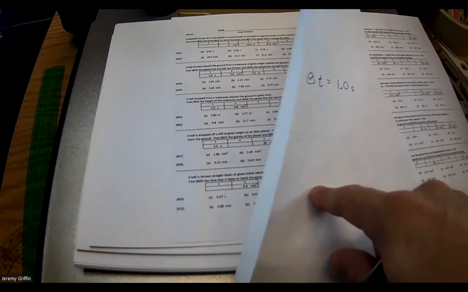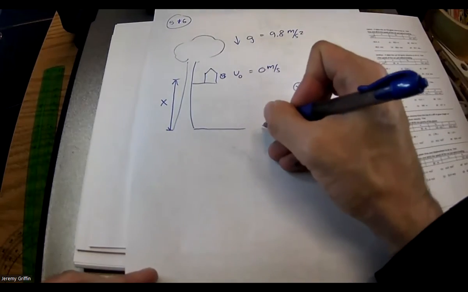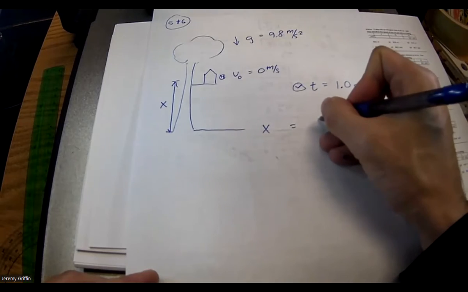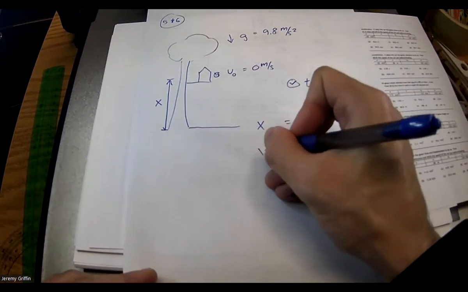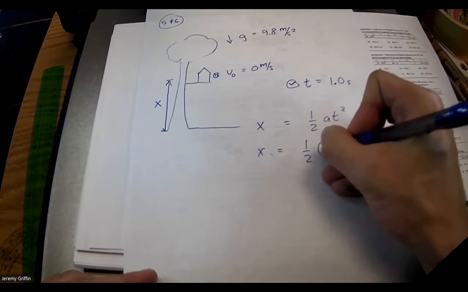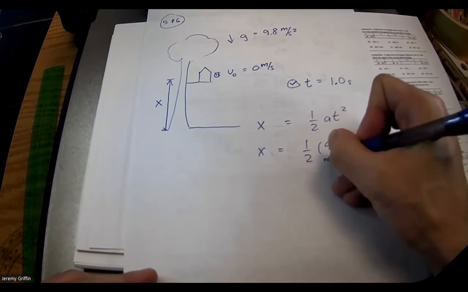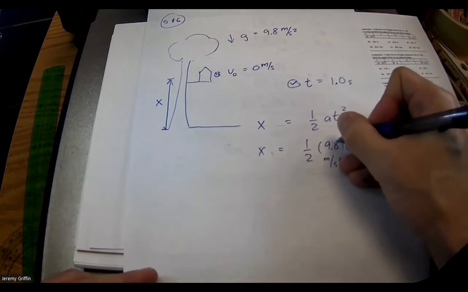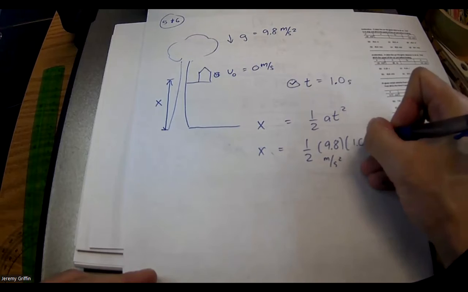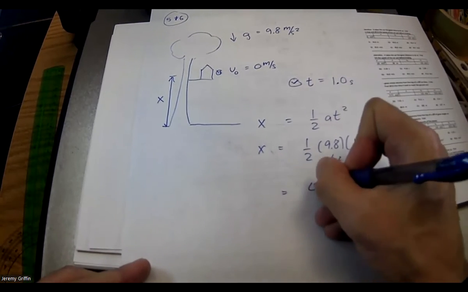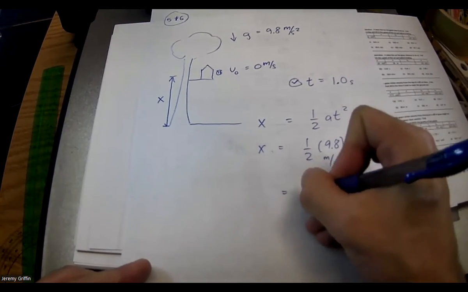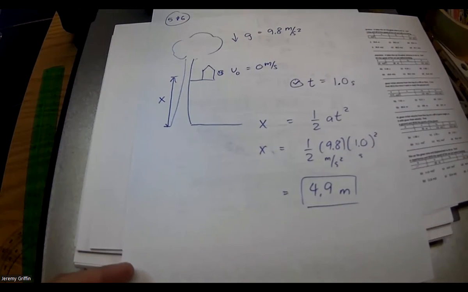So let's do, how far is it falling? x equals, I'll just use the boiled down version of this, 1/2 a t squared. Okay. So that's going to go 1/2, 9.8 meters per second squared. And then I'll let it fall for 1 second and square the time. Okay. Is that going to be this many meters?